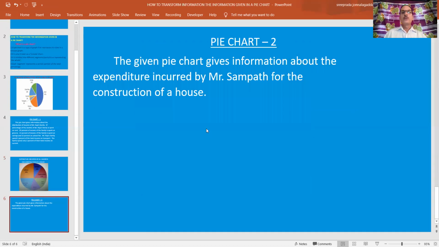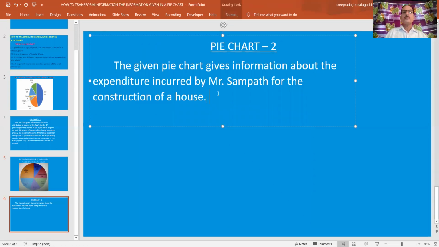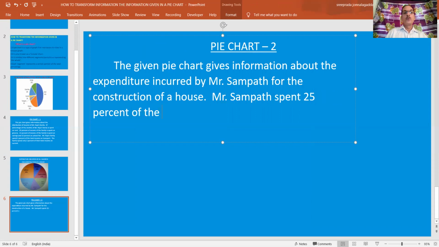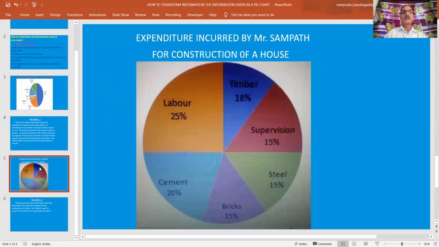So Mr. Sampath spent 25% of the total cost of construction on what? Labor. Right. Now let us move on to the other. Cement. Next highest is cement. So he spent how much amount on cement? 20%.